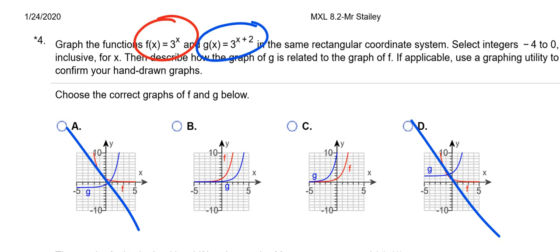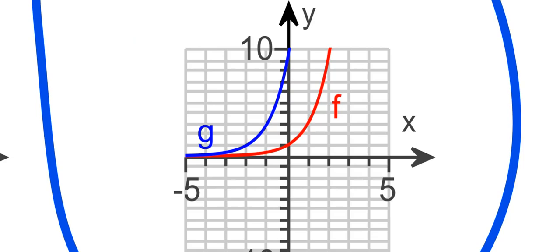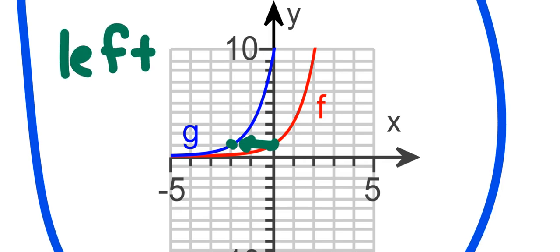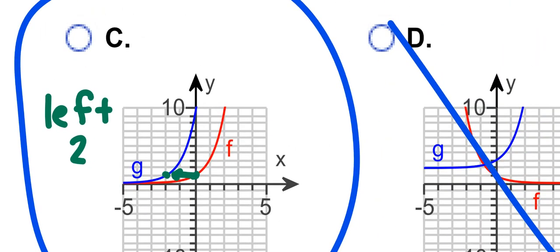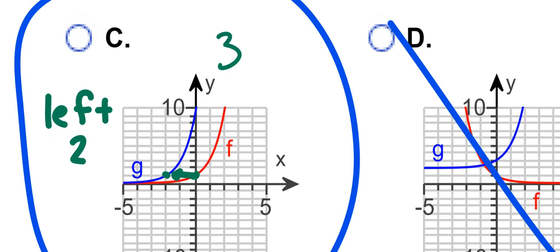Okay, what's the answer choice? C is the correct answer. If we take a look at the function, we can see that this point right here got moved over to the left 2 spaces. Okay, so we are talking left 2. Now, I know that what I'm about to write is not something you need to write down, but just to see if this makes sense.